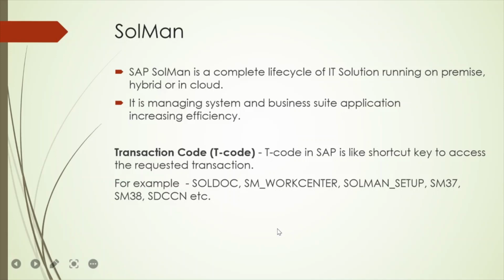Now moving on towards the T code. So basically T code is a shortcut key in SAP. If you have to search something, you don't need to navigate through on-screen navigations. What you can do is remember some of the short T codes, and you can directly access that particular screen. So T code in SAP is like a shortcut key to access the requested transaction.